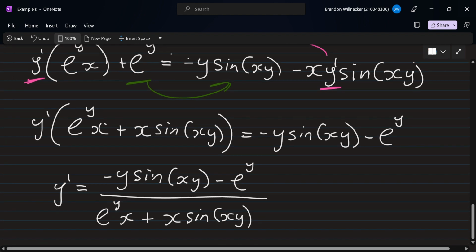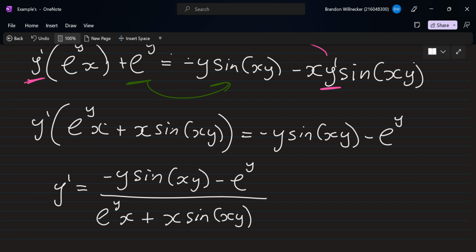And again, we can just leave our answer like this. Here we can't really simplify any further, but if you could simplify, you may do that if you want to, but it isn't required.